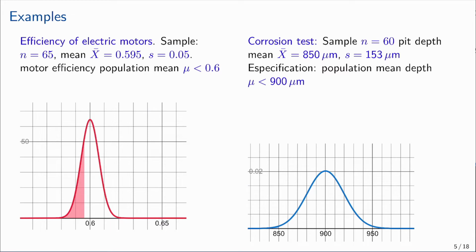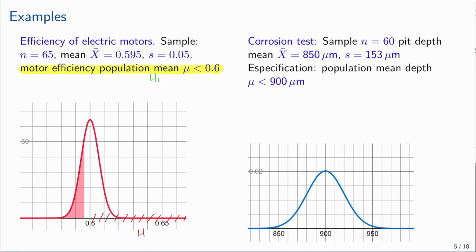Let's consider the following examples. In the first case, we are looking at the efficiency of electric motors. We have a sample of 65 elements with mean equal to 0.595 and a standard deviation of 0.05. The motor efficiency population mean needs to be less than 0.6. So this is the alternative hypothesis. Therefore the null hypothesis is that the mean is larger than 0.6. So let me highlight here the null hypothesis.